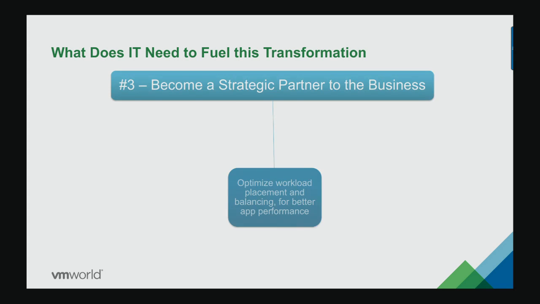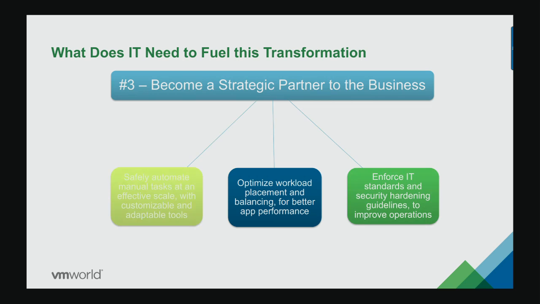The third thing is about becoming that strategic partner to the business. And you have to start by moving from doing repetitive manual tasks to actually safely automating them. And when I say safely automating, I mean making sure that the tool is not going willy-nilly, making changes on its own without you knowing. IT needs to be in control because you know your environment best. And so you need to make sure that the tool is automating things, improving efficiency for you, but at the same time, you are in control. You're the one making decisions.